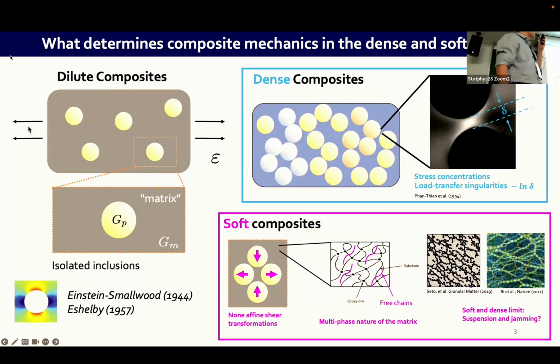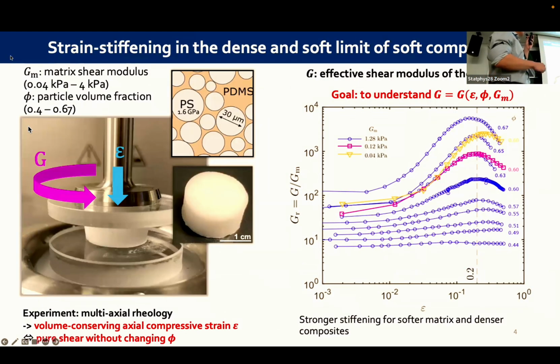on criticality. Our experimental system consists of composites made by dispersing micron-sized PS particles in a much softer PDMS elastomer. We have these cylinder-shaped samples, and we measure their mechanics using a rheometer. We apply an axial compressive strain to the system and monitor the change of the torsional shear modulus. We noticed that in our sample, if you compress it vertically, the material dilates in its radial and azimuthal directions while maintaining a constant volume. So what we are measuring is the evolution of the shear modulus under a pure shear deformation of the sample without changing the volume fraction.